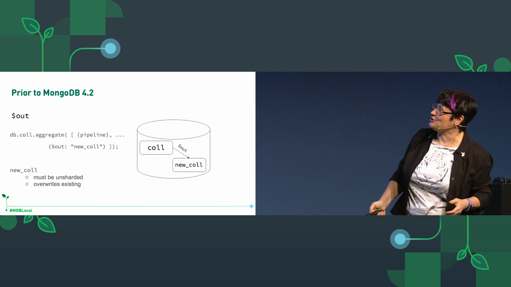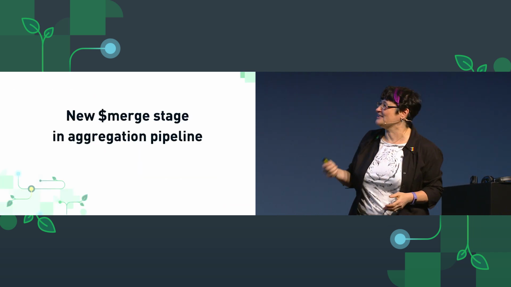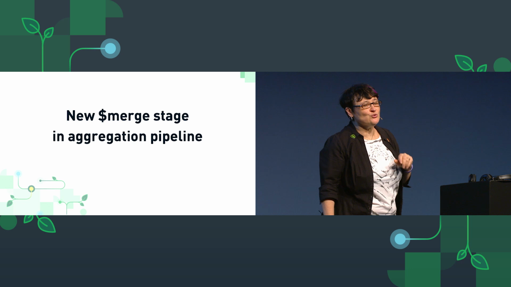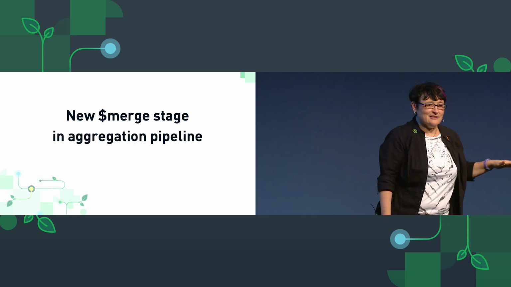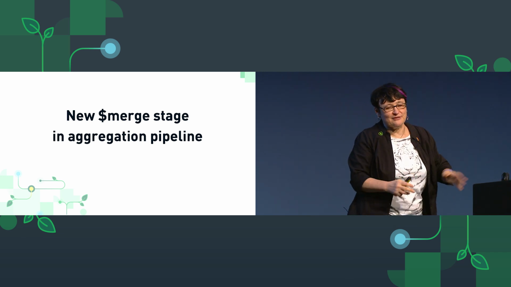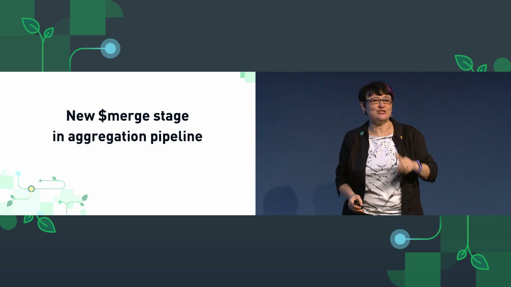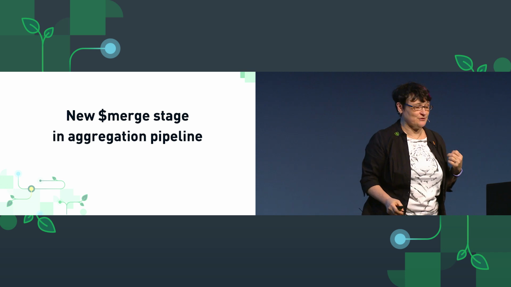Right, so here's all the restrictions. Must be unsharded, overwrites existing. So we added a new stage. $out still does exactly what it did before. At first we were going to modify $out, but then we thought maybe that'd be confusing. So instead we just added a new stage called $merge.